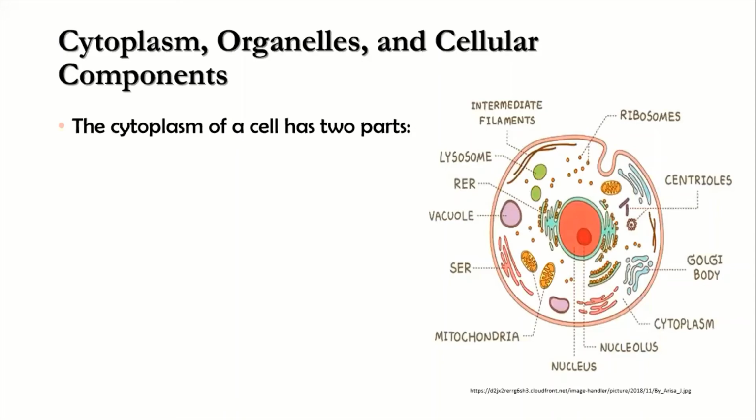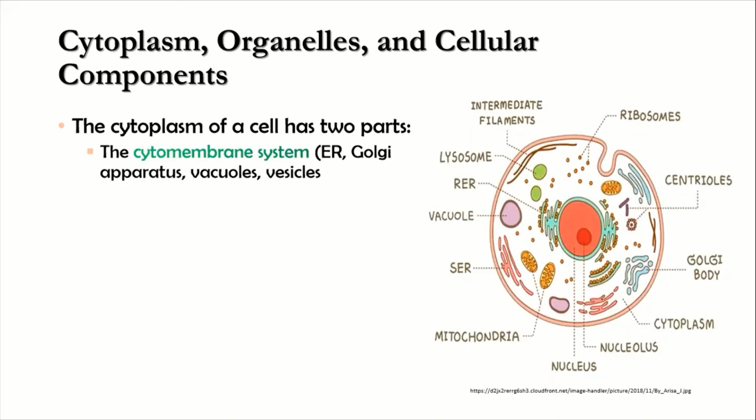Now let's go to other parts. We have the cytoplasm, which has two parts. We have the cytomembrane, which is composed of the ER or endoplasmic reticulum, the Golgi apparatus or Golgi body, the vacuoles and the vesicles. And then we also have the aqueous part of the cytoplasm, which consists of the fluid cytosol.